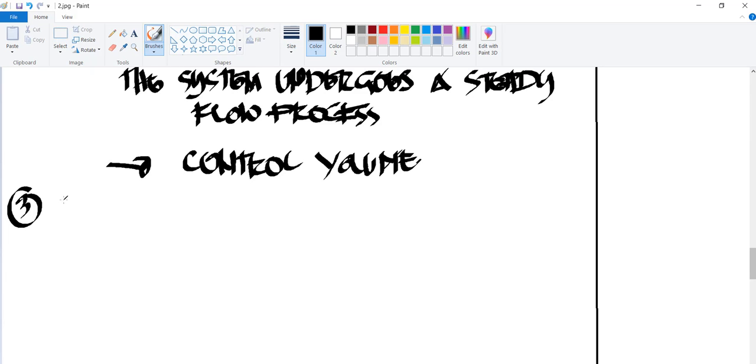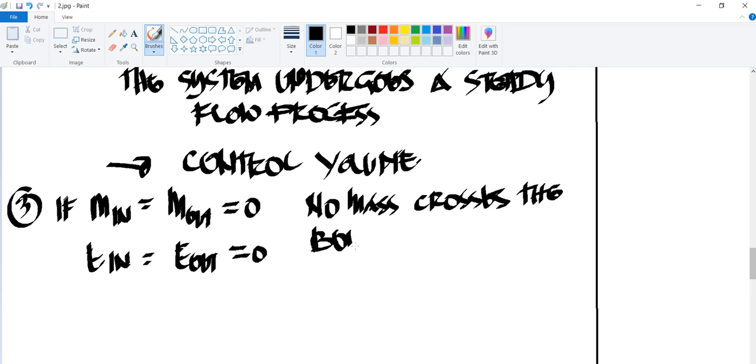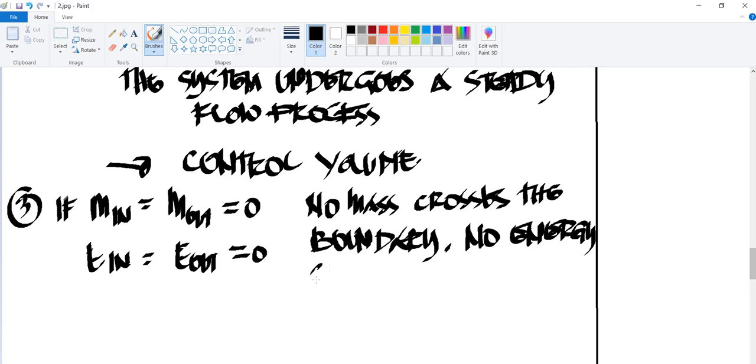So for number 3, if the mass in and your mass out is equal to 0, and your energy in and energy out is equal to 0, then no mass crosses the boundary, and no energy crosses the boundary.